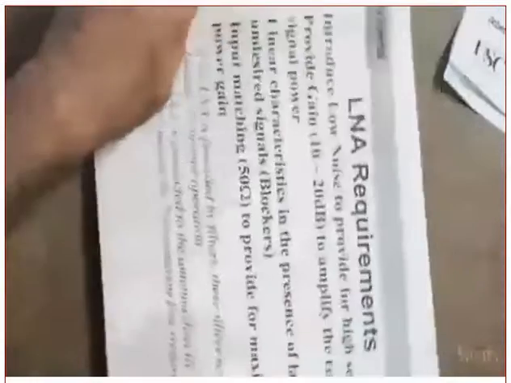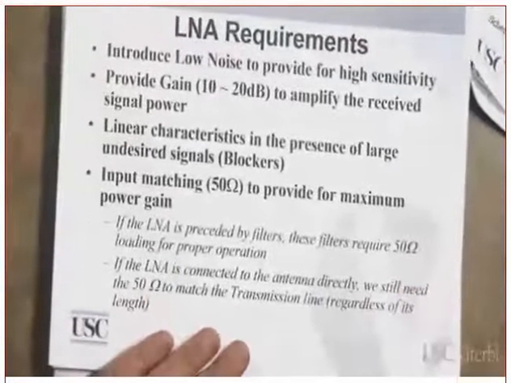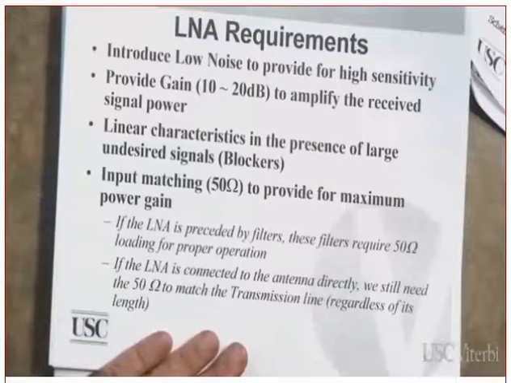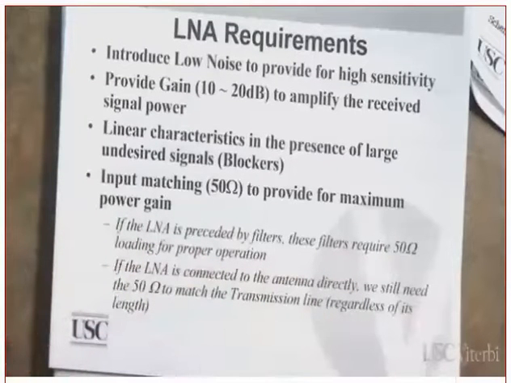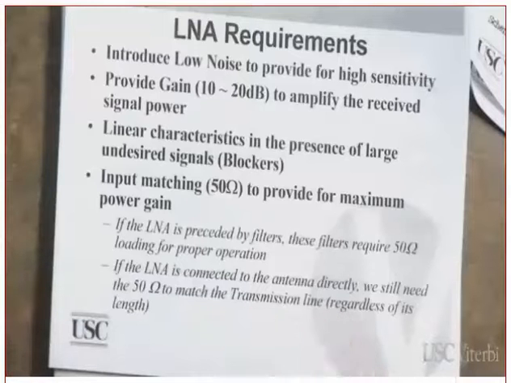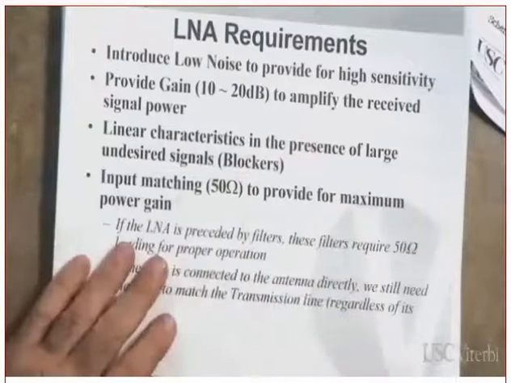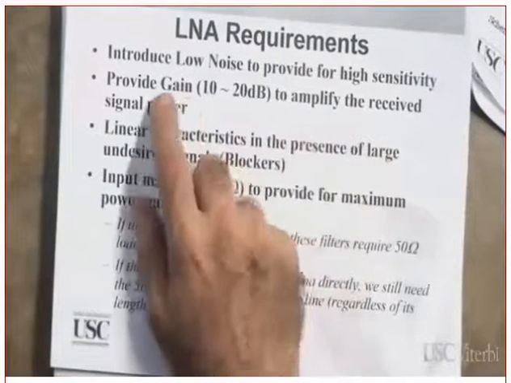Now, the LNA requirement, again, is to introduce low noise to provide for high sensitivity. It provides a gain roughly between 10 to 20 dB to amplify the received signal power without adding too much noise. Keep that in mind. When you are amplifying the signal, you are also amplifying the noise. You don't want the device to introduce noise of its own, a large sum. You always remember, signal to noise ratio, as you move down, it's going to go down, degrade. Clear?